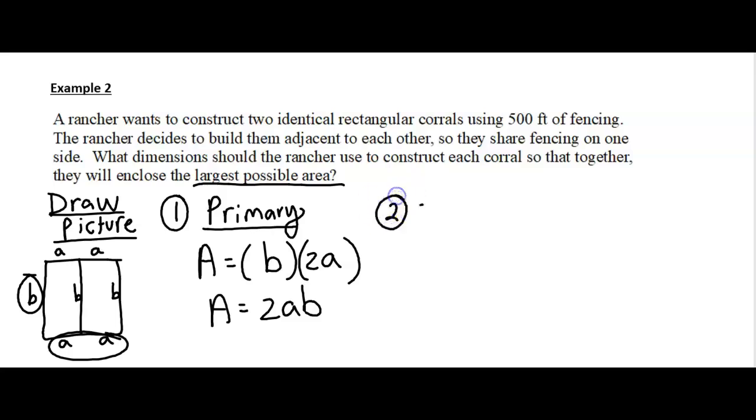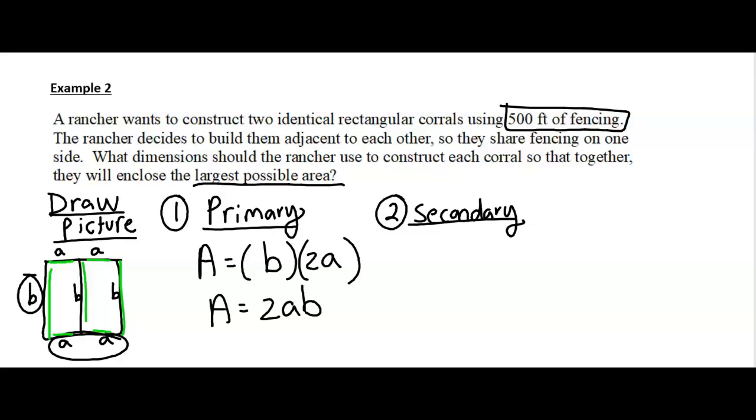In step 2, we need a secondary equation. The secondary equation is, what are our limitations here? Well, in this case, they're only giving us 500 feet of fencing. So how can I turn that into an equation? Well, all these lines added together, that one, that one, that one, and that one, all those lines added together represent the fences, right? If we put all those together, it should make a total of 500 feet if we use all the fencing.